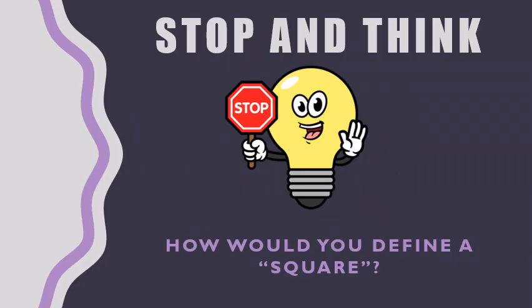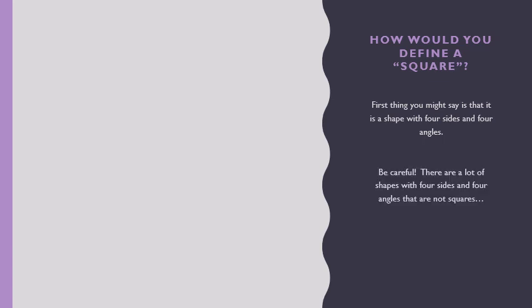So let's think, how would you define a square? Try to be very specific. Let's see if you have a good definition. How would you define a square? First thing that you might say is that it is a shape with 4 sides and 4 angles. That does describe a square, however, you need to be careful. There are a lot of shapes with 4 sides and 4 angles that are not squares. Can you think of any shapes that have 4 sides and 4 angles that are not squares?